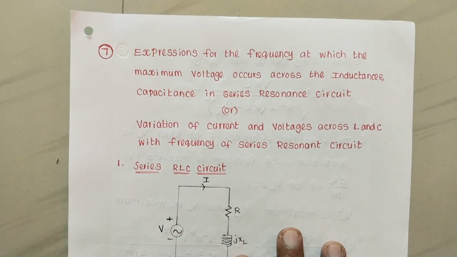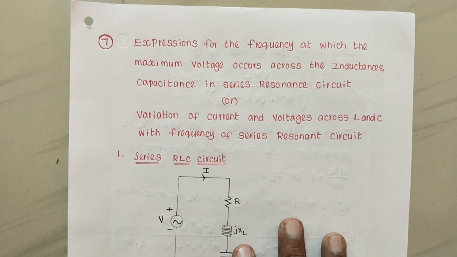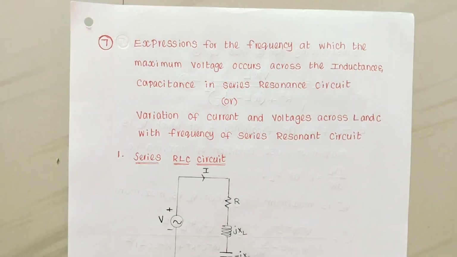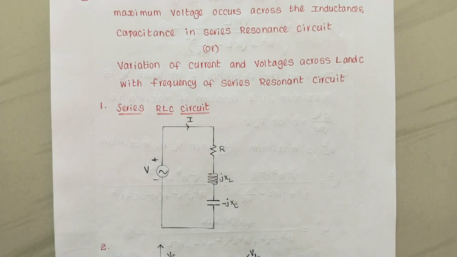Expressions for the frequency at which the maximum voltage occurs across the inductance and capacitance in a series resonance circuit, or otherwise, the variation of current and voltages across L and C with the frequency of a series resonant circuit. So here, first let us draw the diagram of the series RLC circuit. So that is the first point.